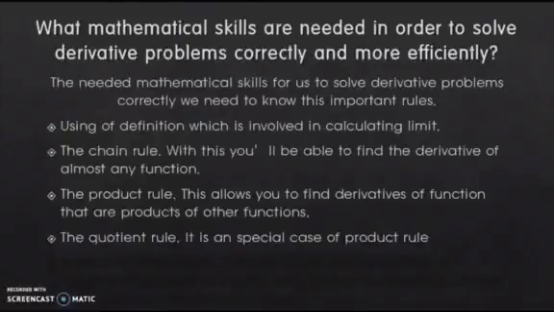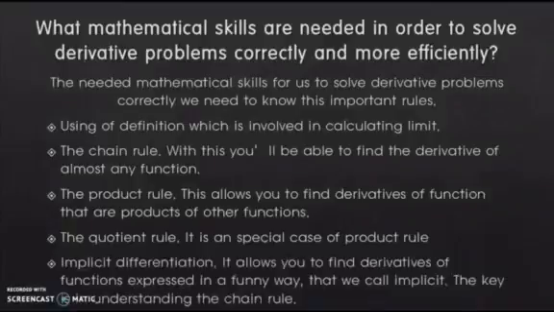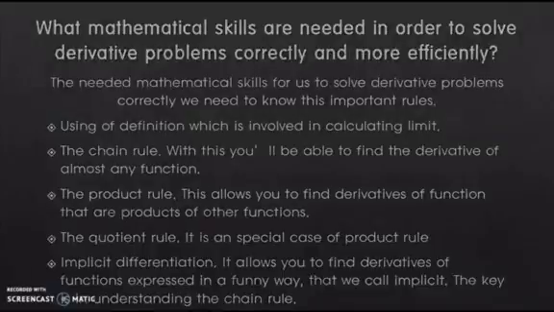Next is the quotient rule. It is a special case of the product rule. Lastly, implicit differentiation. It allows you to find derivatives of functions expressed in a funny way that we call implicit. The key is understanding the chain rule. Now, let's go to our problem.